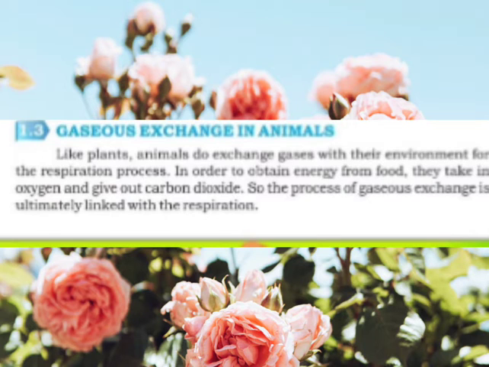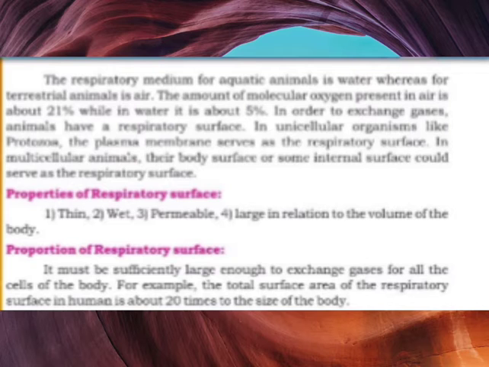And we are saying the gases exchange process is one in which oxygen is taken in and carbon dioxide is given out. This exchange process is also called respiration in animals. The respiratory medium for aquatic animals is water, whereas for terrestrial animals it is air. So the respiratory medium for aquatic animals, those who live in water, is water, and those animals who live on land, the terrestrial animals, their respiratory medium is air. The amount of molecular oxygen present in air is about 21%, while in water it is about 5%.